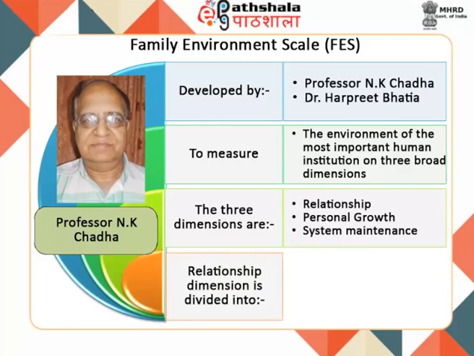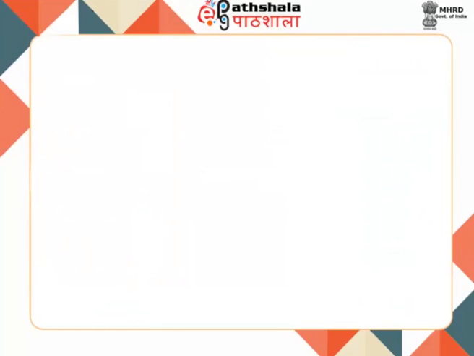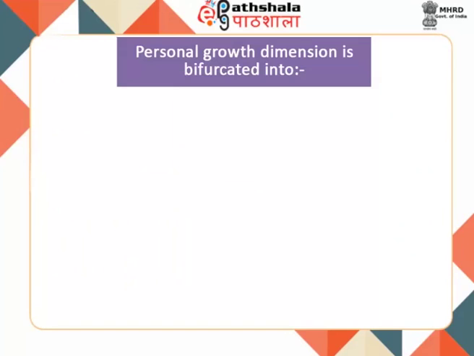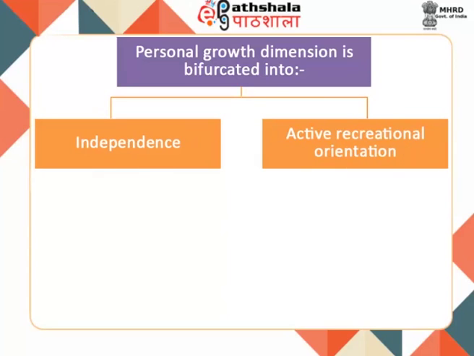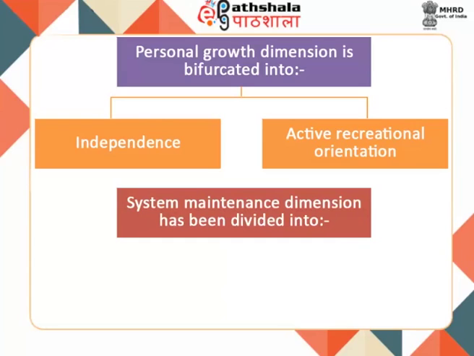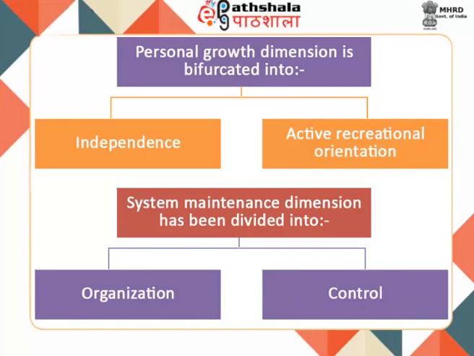The relationship dimension is further divided into sub-dimensions of cohesion, expressiveness, conflict, and acceptance and caring. Personal growth dimension is bifurcated further into independence and active recreational orientation. System maintenance dimensions have been divided into sub-dimensions of organization and control.